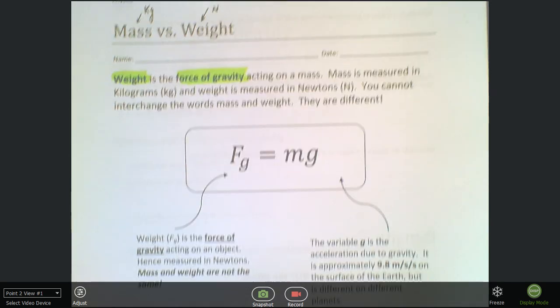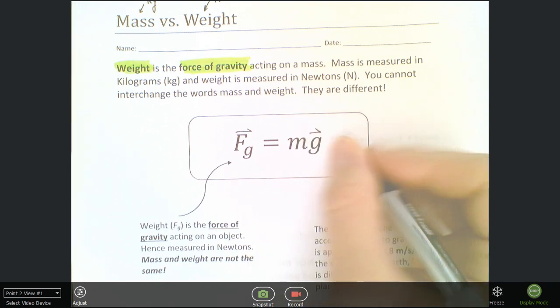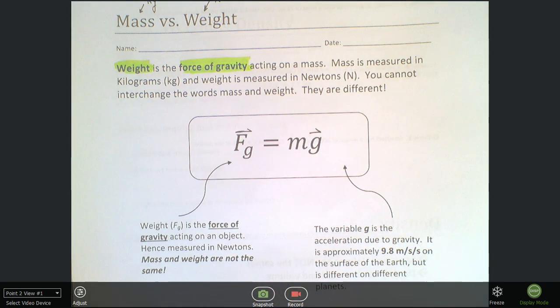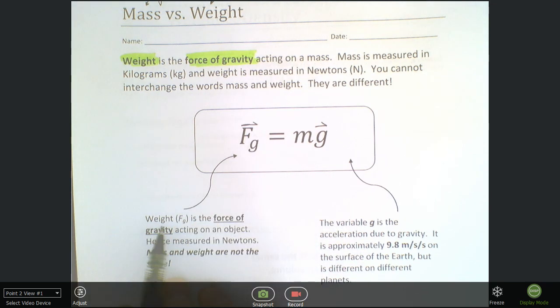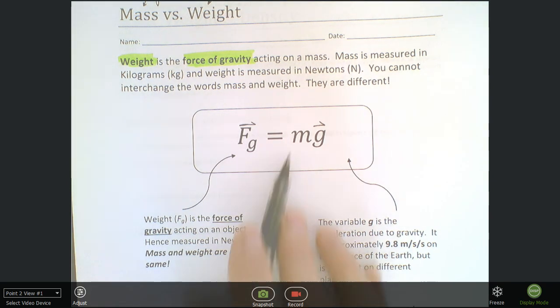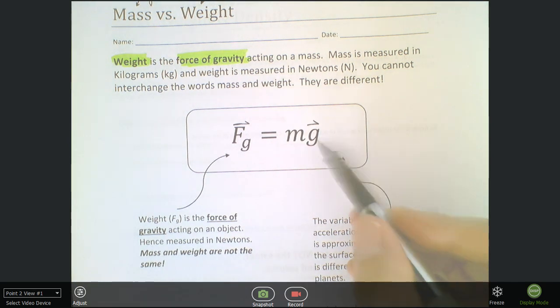All right. How do you write it? Well, again, these are vectors. We usually just drop the arrows because it makes it easier. Now, what you're going to notice here is there's a symbol I've introduced. If you recall, F subscript G, weight, is the force of gravity acting on an object. That's what the subscript stands for. Hence, it's measured in newtons. Mass and weight are not the same. So here you've got mass. The variable g is the acceleration due to gravity. It is approximately 9.8 meters per second squared on the surface of Earth, but it's different on different planets. So g changes depending on where you are.